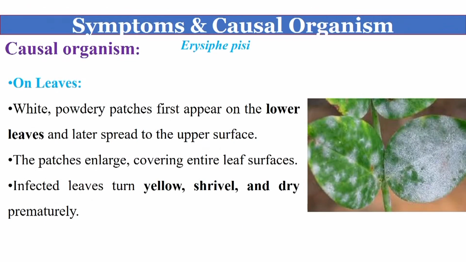Dear learners, the symptoms for this disease: the pathogen is a fungal pathogen, Erysiphe pisi, and it affects the leaves, stem, as well as pods. First of all, we will discuss how symptoms appear on the leaves. Basically, white powdery patches first appear on the lower leaves, and gradually the pathogen spreads to the upper surface of the leaves, and the patches enlarge, covering the entire leaf surface.